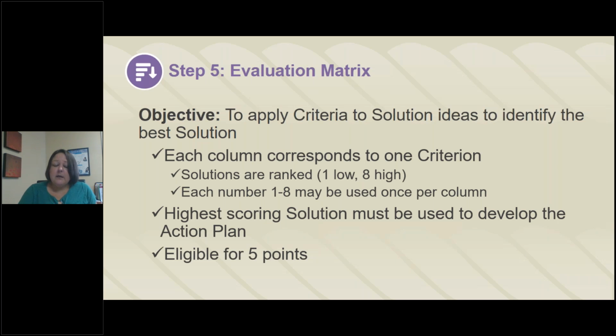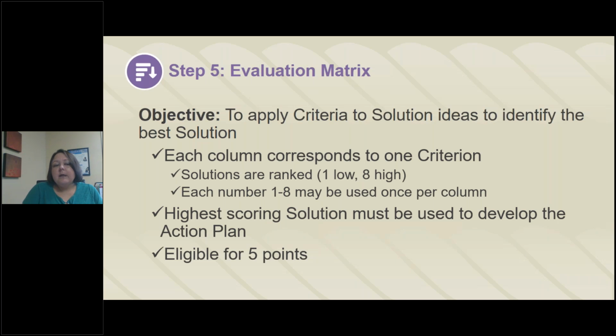They would not be penalized for having less than 8 if they did not genuinely have 8 solutions presented in the booklet. It's the idea of ranking them, and you can only rank 1 through 8, 8 being high, best, 1 being poorest, and one number per column. Then adding the scores for each solution idea across those 5 criteria, which is the highest scoring solution. And whatever that high scoring solution is must be used as the basis for their action plan.